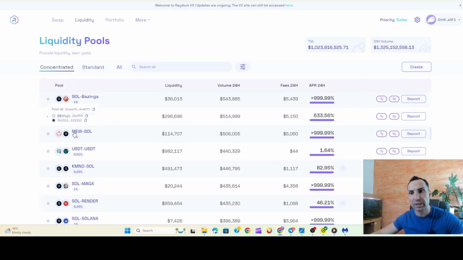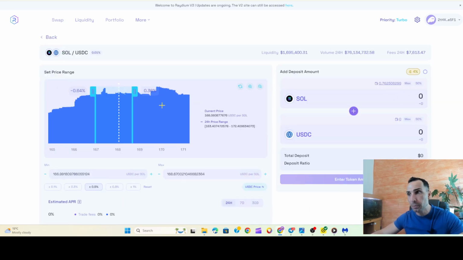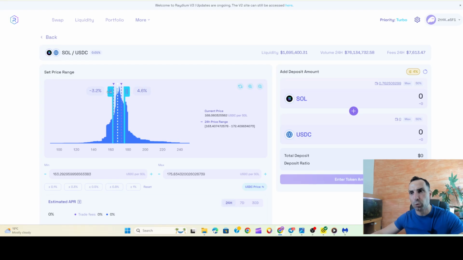This is one of my favorites, MEW and SOL, and here you will see there's already 5,000 bucks in fees earned, 1,000 bucks in liquidity provided, and 500,000 in volume. But let's check today the main blue chip tokens, and that will be Solana and USDC. You go here to deposit, and let's say you go here to the minus. You say, okay, the price has been fluctuating between 140 and 160, and that's the range you want to add.